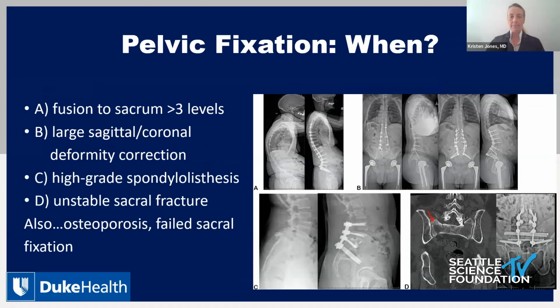And so the common indications for pelvic fixation that we all use are constructs higher than L2 if we're doing a large deformity correction, high-grade spondylolisthesis, unstable sacral fractures. I would add to that list additionally, if a patient is osteoporotic that has a shorter level fusion, we might use pelvic fixation. And of course, if someone has failed S1 pedicle fixation, we often use pelvic fixation for a bailout.